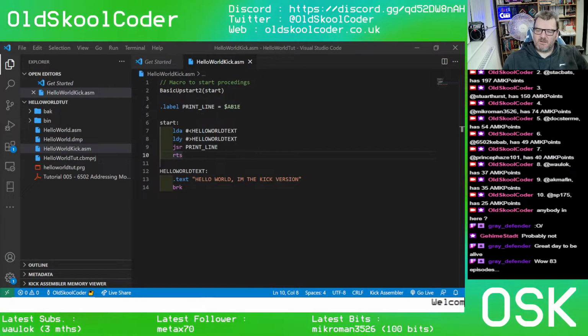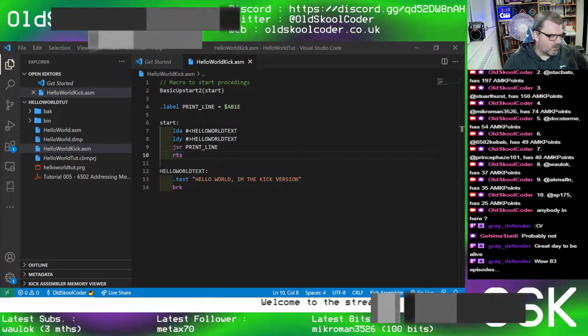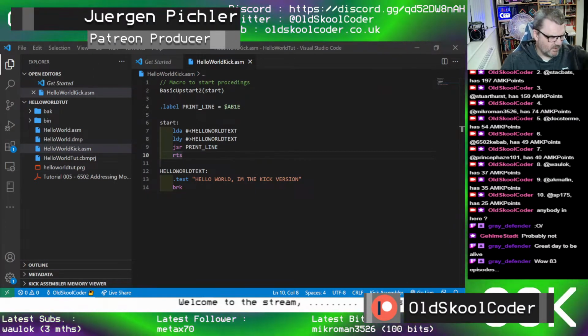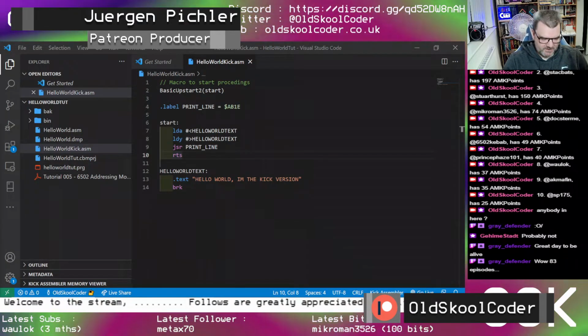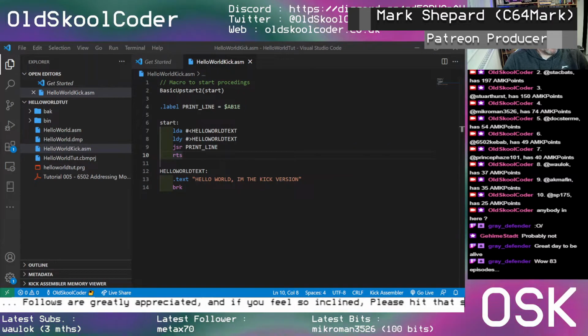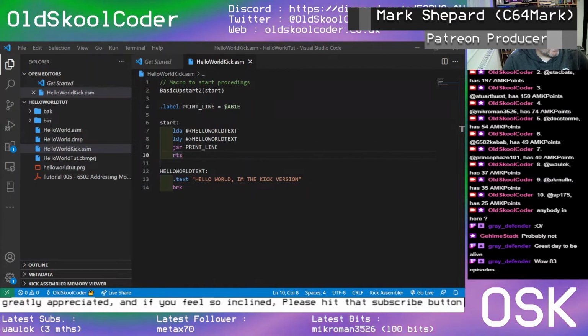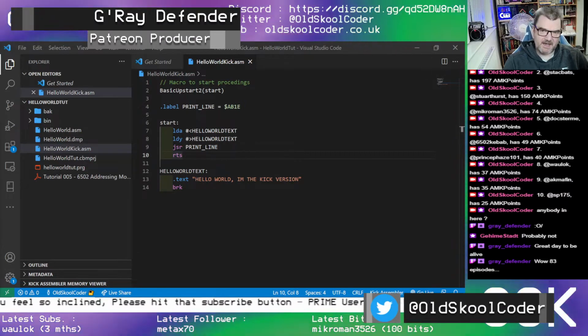So what we're going to do is talk about addressing modes, and then we're going to do some small examples, trying to make the examples hopefully understandable for the beginner. So we're going to use Kick. We're not going to use CPS. We're going to use Kick because it's exactly the same thing in Kick and CPS.